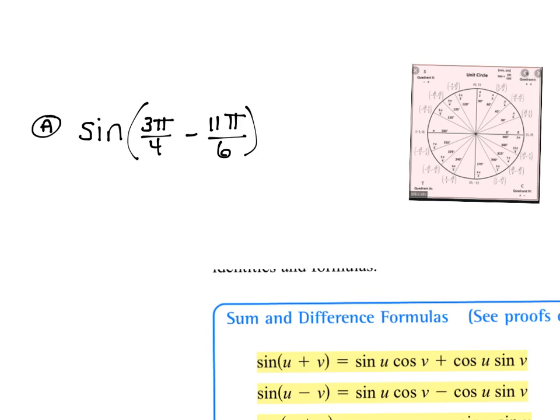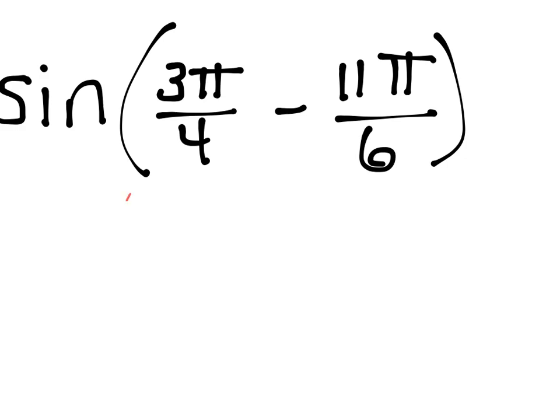I'm going to show you how I think you should do it, if you want full credit for everything, or as much partial credit as possible if you make a tiny little error. First thing you should do is look: is 3 pi over 4 and 11 pi over 6 on the unit circle? Yes. What is the ordered pair for 3 pi over 4? Negative root 2 over 2 and root 2 over 2.